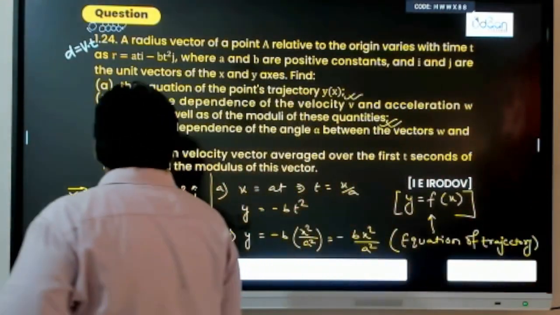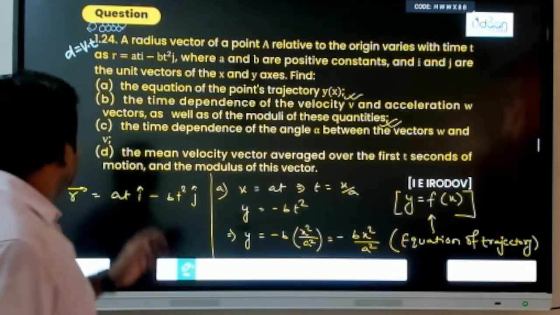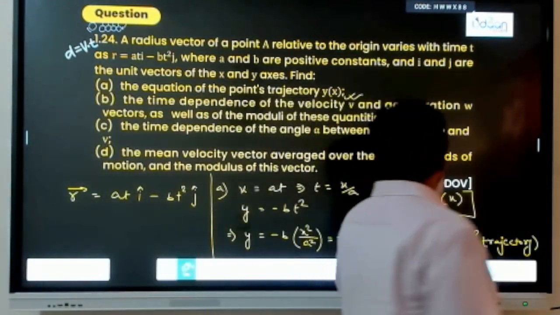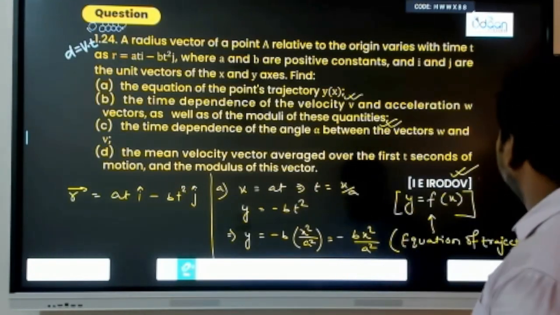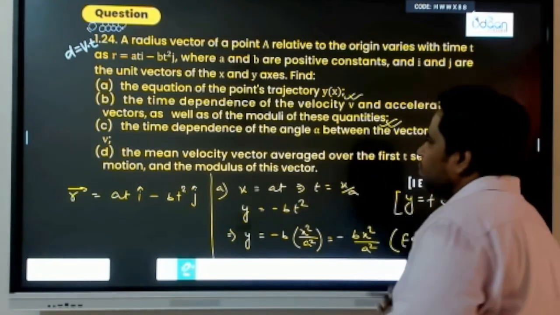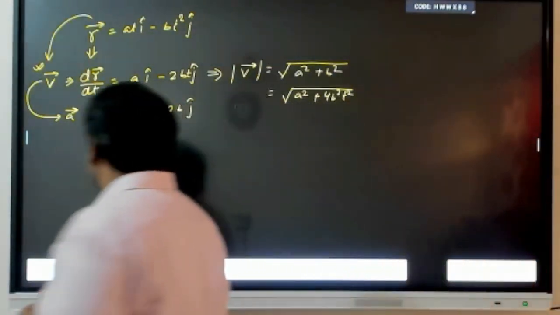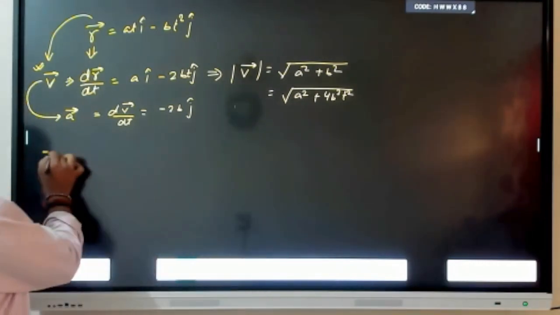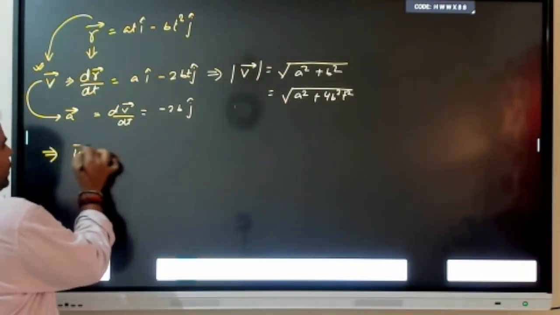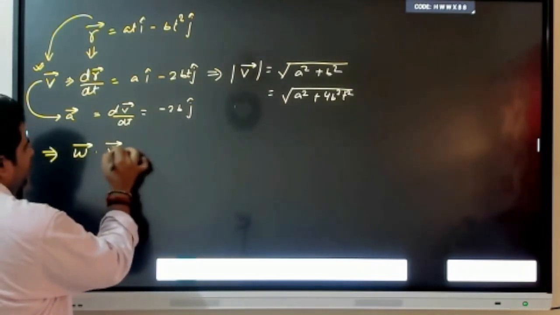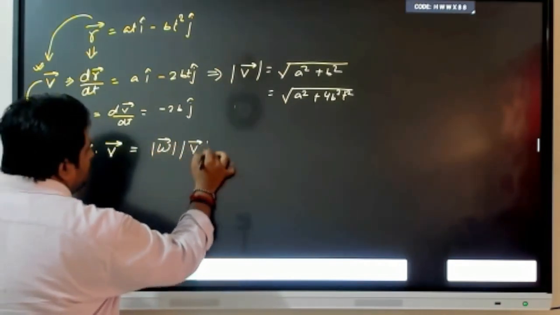Then the third condition is what? The time dependence of the angle alpha between the vectors w and v. w is acceleration here in this particular question. As this question is coming from I.E. Irodov, in Irodov they mention acceleration with w, and this is v. v is velocity. So one thing you could be knowing is, if we have to find out the angle between two vectors, what are we going to do? We are just going to take the dot product of both the vectors. So it becomes |w||v| cos theta.